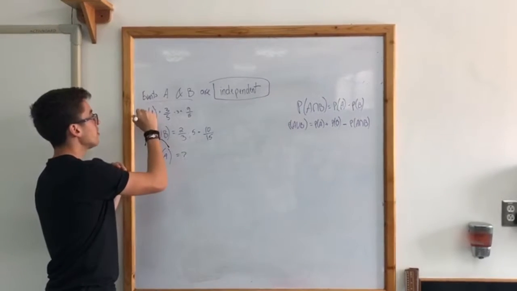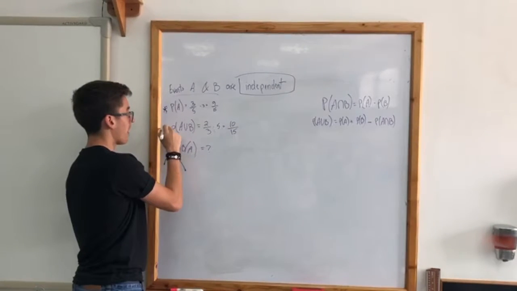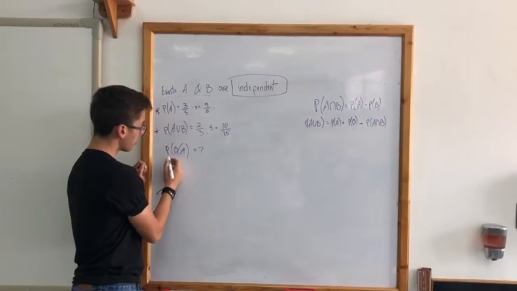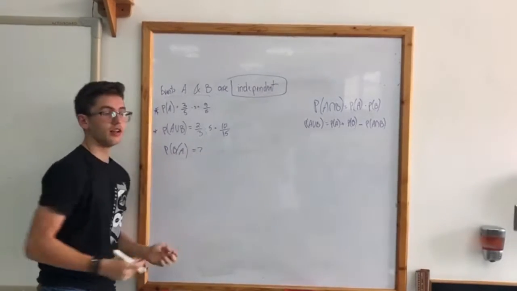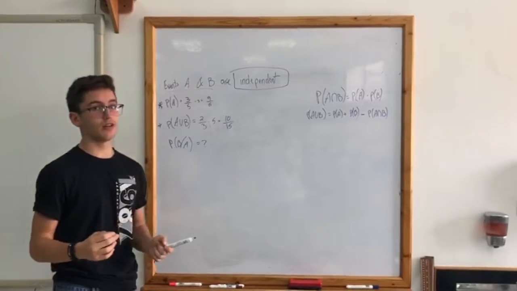Here the question says events A and B are independent, and then they give you pieces of information. They give you that the probability of A is 3/5, and the probability of A union B is 2/3. And then they ask for the probability of B given A. It looks intimidating at first, but just break it down.